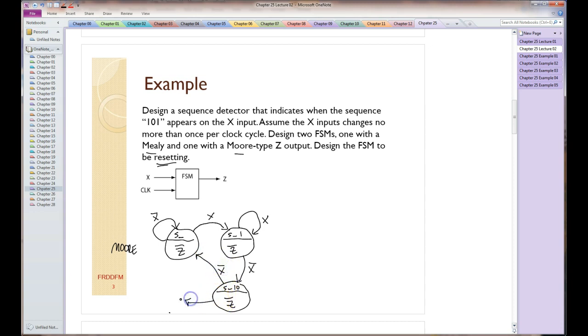But if I do find a 1, this is going to be S underscore 101. That is what I'm looking for. I get to turn Z on, and that's good. That means, once again, I found a 1, a 0, and a 1. I'm done with that sequence, and I'm almost done with the state diagram.